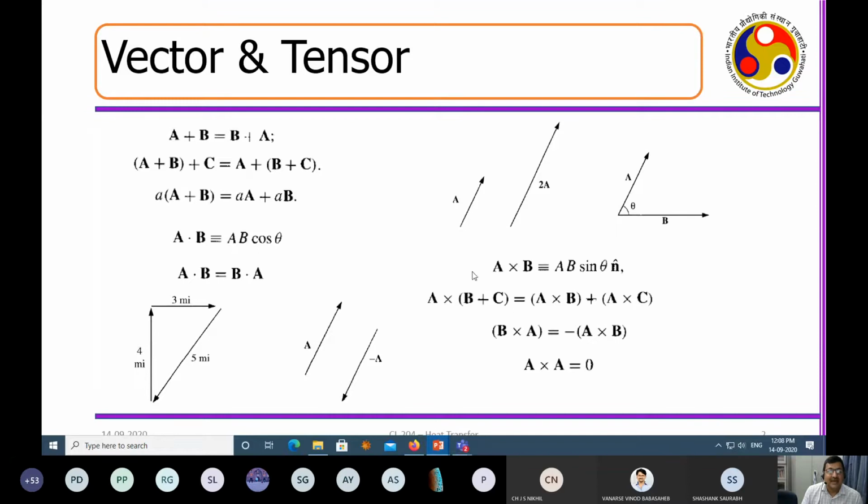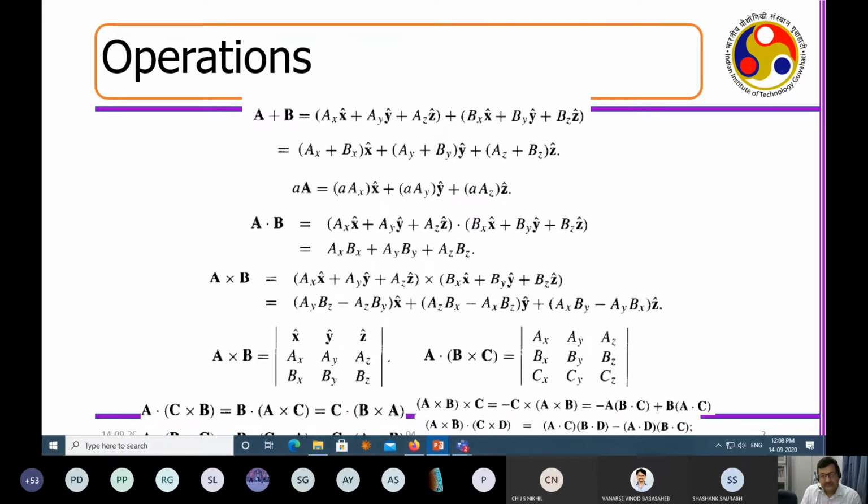Now you do different types of operations, like addition, multiplication, subtraction. You do different types of multiplication associated with these vectors in order to get the resultant quantity. And whatever mathematics is associated with that is called vectors and tensors. So these are all very trivial things.